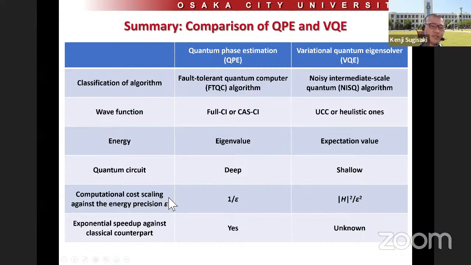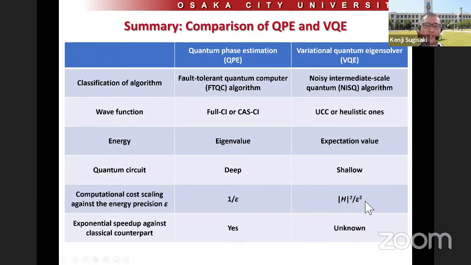And the computational cost scaling against the energy precision epsilon can be calculated as 1 over epsilon in quantum phase estimation. It means that in order to make the energy error half in the QPE, we have to apply twice longer time evolution.